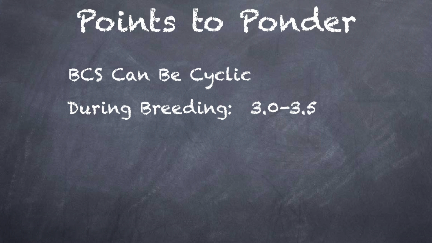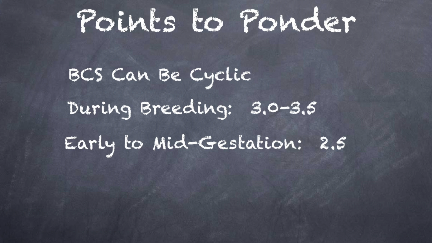During breeding, the optimum score is between a 3 and a 3.5. From early to mid-gestation, the optimum score is around 2.5. At lambing, they should be between 3 and 3.5.